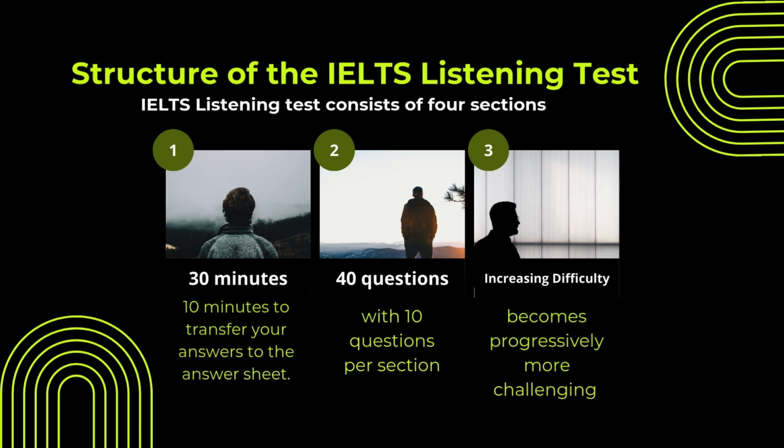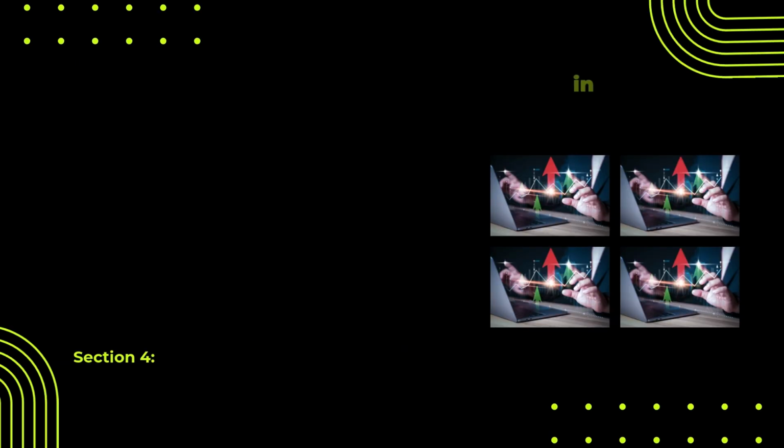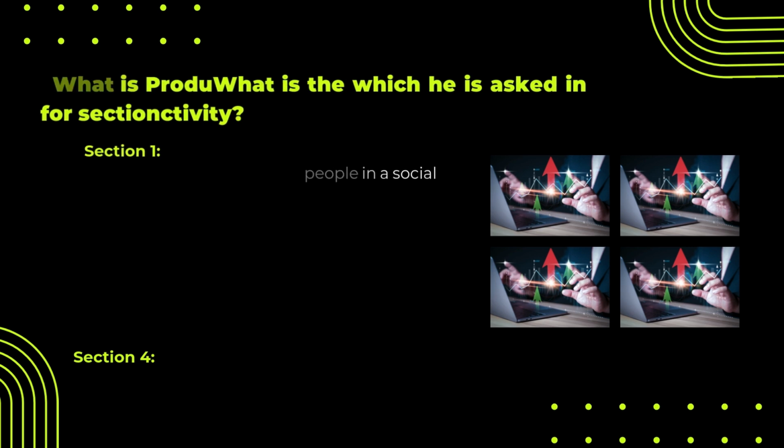Total questions. There are a total of 40 questions, with 10 questions per section. Increasing difficulty. Each section becomes progressively more challenging, starting with everyday social contexts and moving towards more complex academic discussions. Here is the section breakdown.